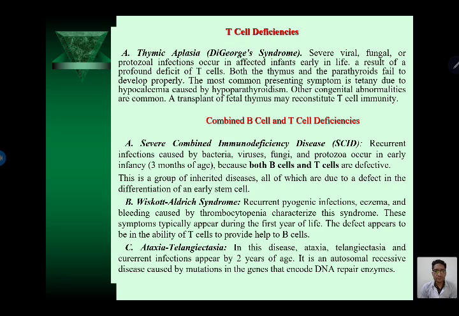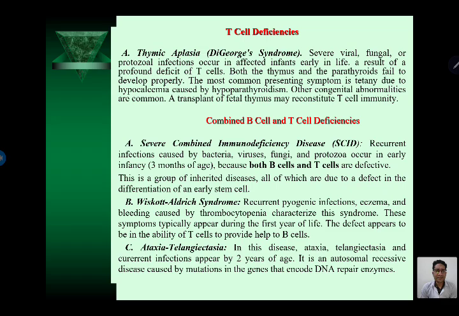The Wiskott-Aldrich syndrome is characterized by recurrent pyogenic infections, eczema, and bleeding caused by thrombocytopenia. These symptoms typically appear during the first year of life. The defect appears to be an inability of the T cells to provide help to the B cells.